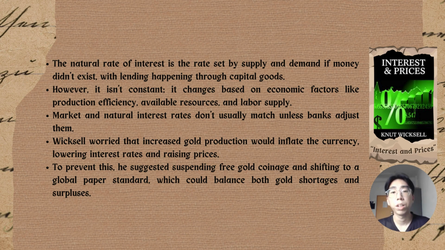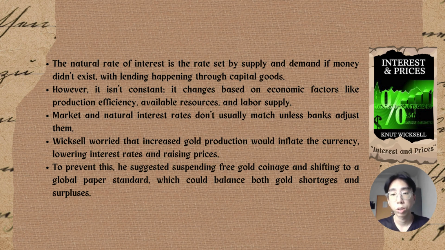So the natural rate of interest is the rate set by the supply and demand if money didn't exist. With lending happening through capital goods, however, it is not constant. It changes based on economic factors like production efficiency, available resources, and labor supply. Market and natural interest rates don't usually match unless banks adjust them.